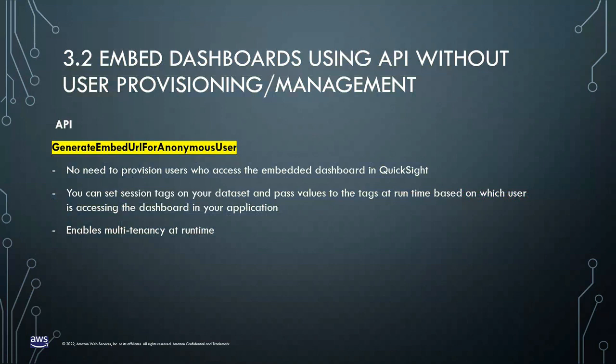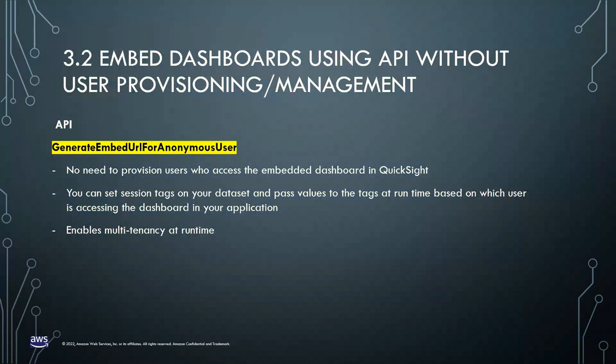What that means is, let's say that your SaaS application has a site manager and an employee accessing the dashboard. You want to make sure that the site manager sees data across all the production lines, and the employee sees data only across that production line, for example, right? But QuickSight does not know who is the site manager or the employee. Using session tags, you can at runtime decide what data the site manager or the employee sees.